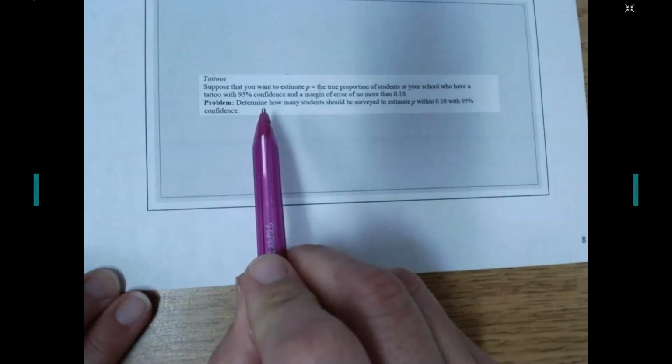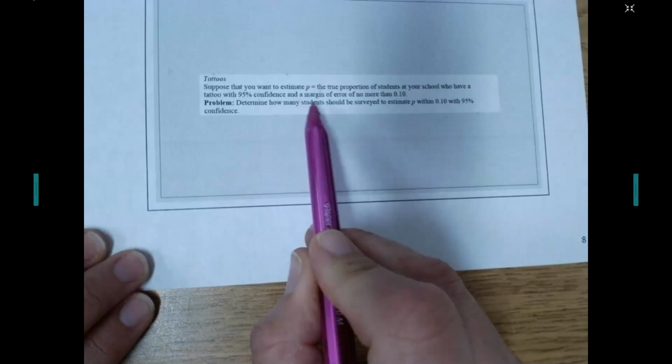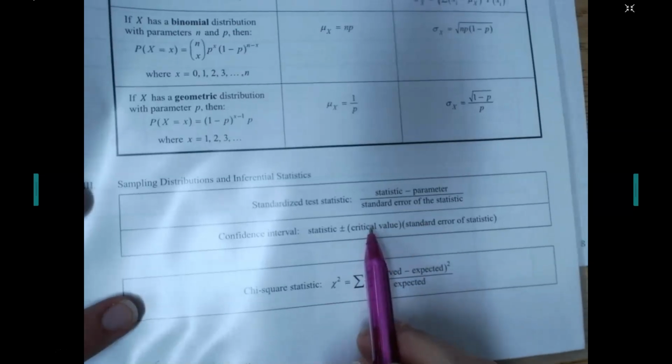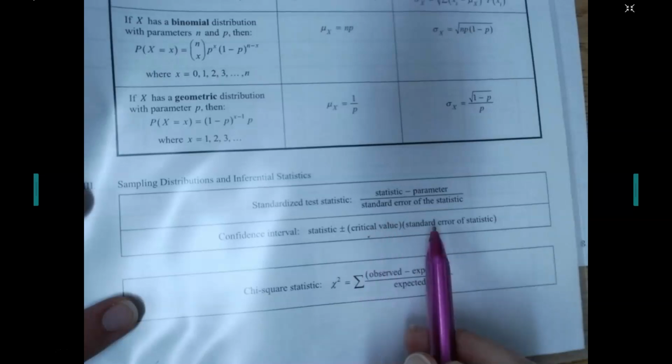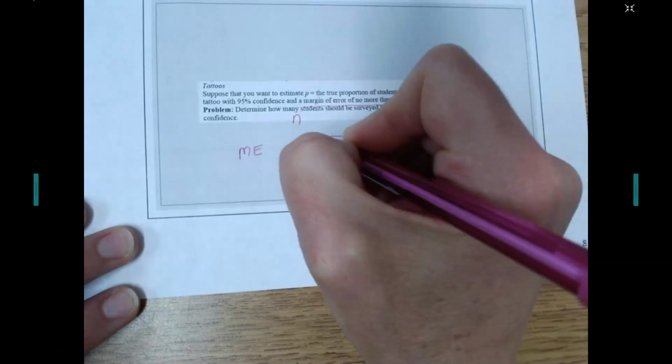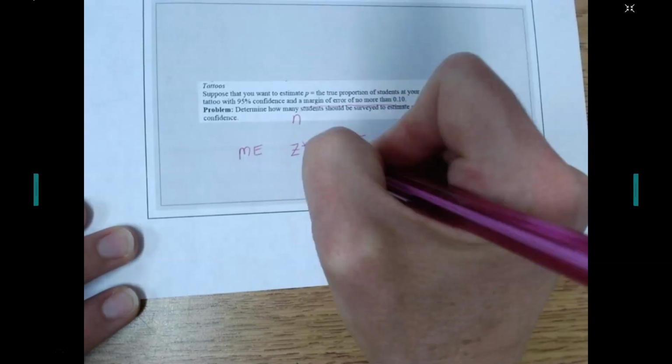Okay, so what are they asking us to find here? They're asking us to find how many students. That's n, right? I need a sample size. They're telling us this is what we want the margin of error to be no more than. So what does the margin of error equal if we're dealing with proportions? Well, on our formula sheet, remember the margin of error is everything after the plus or minus. And if I'm dealing with proportions, I've got a critical value, that would be z with proportions, right? And then the standard error would be the square root of p hat times 1 minus p hat over n. So the margin of error would be z times the square root of p hat times 1 minus p hat over n. Okay?